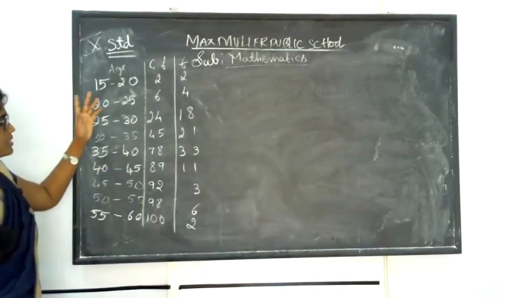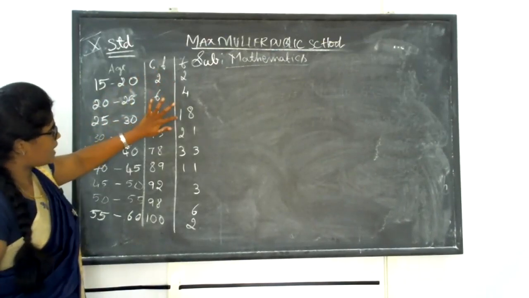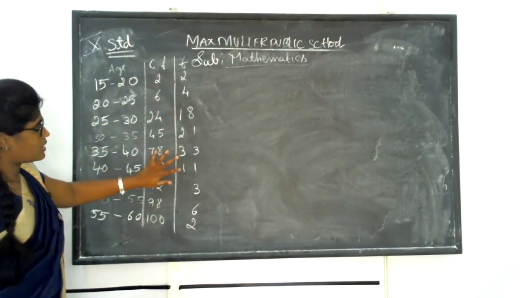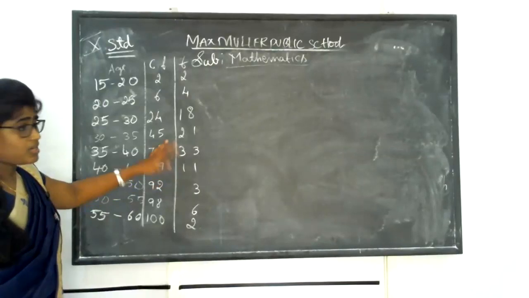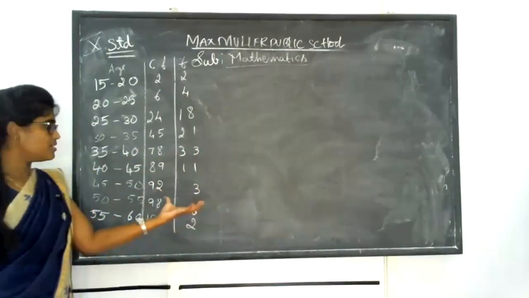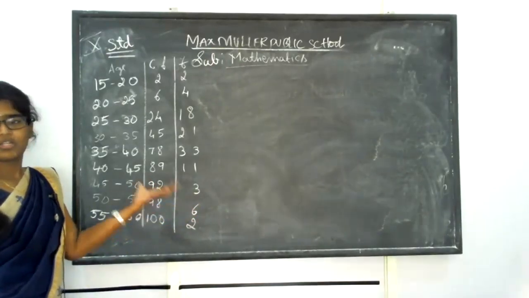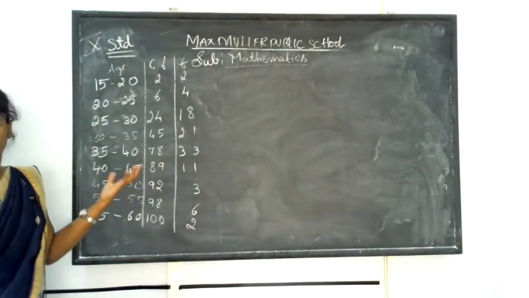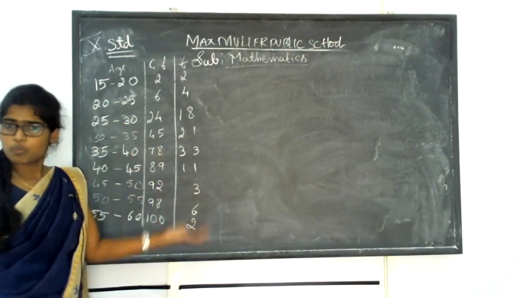See the first numbers, see here how it is 2, 4, 18. Then again 21, 33. Again it is 11. Here the numbers are changing. When the numbers are changing, this is the frequency that you have, and the table should be given in this form itself.